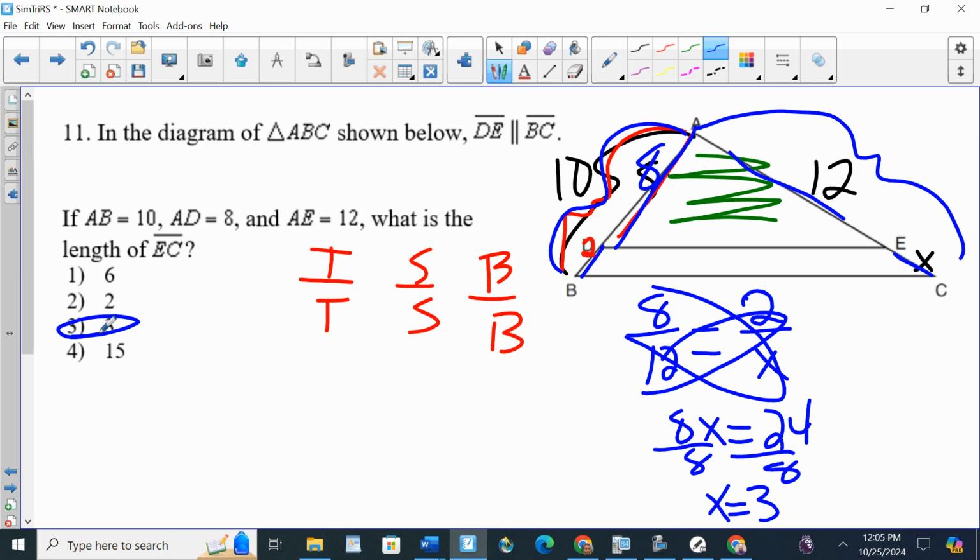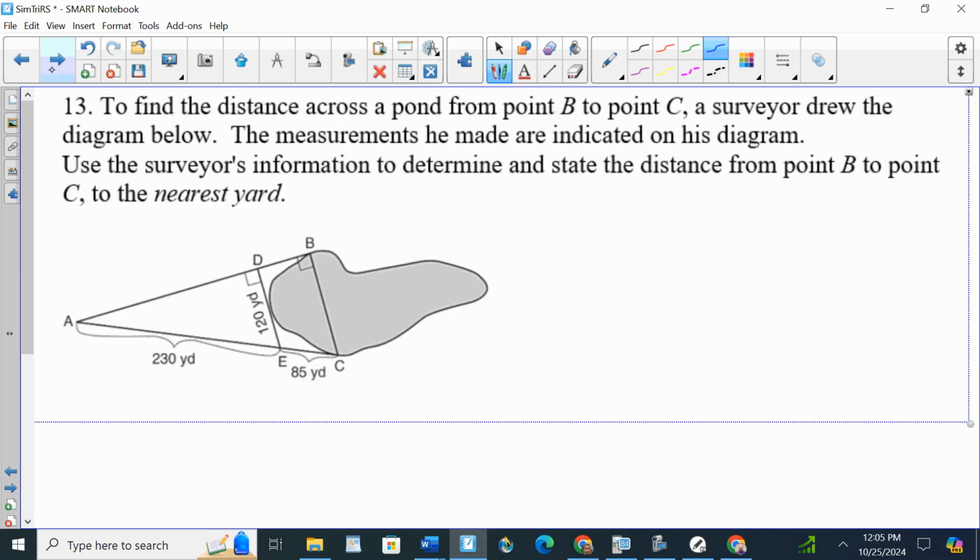So if the bases are not involved, put your top over your top, your side over your side, your bottom over your bottom. Expect to have to add or subtract. That's where the 2 came from. I subtracted the 10 and the 8, and then create your proportion from there. And then we got another candy corn. It's asking for from B to C.